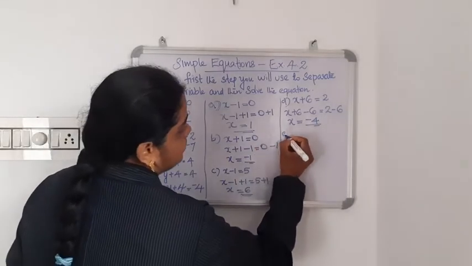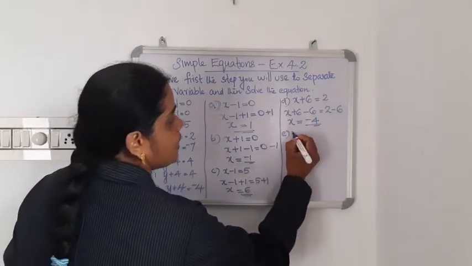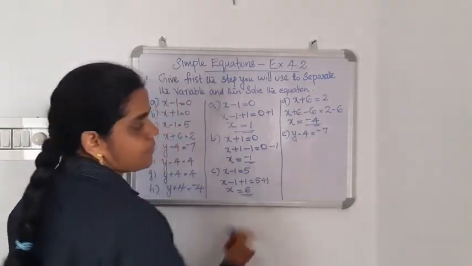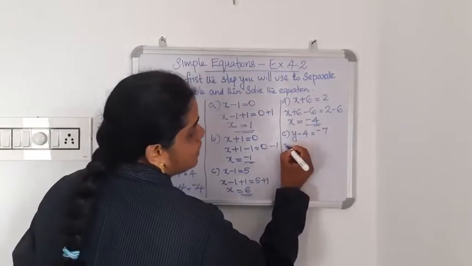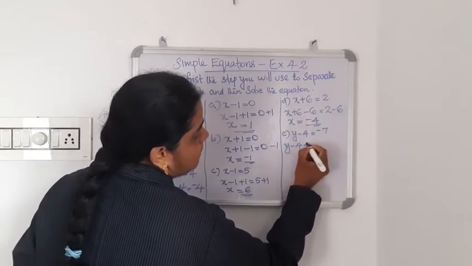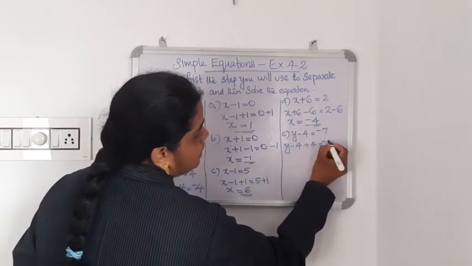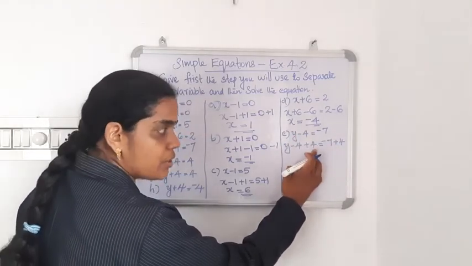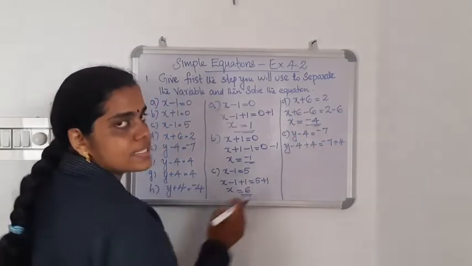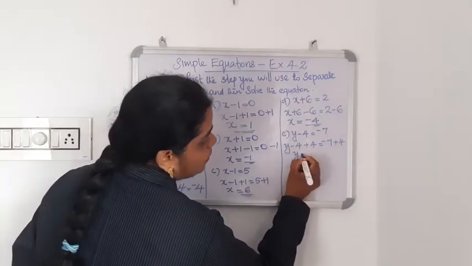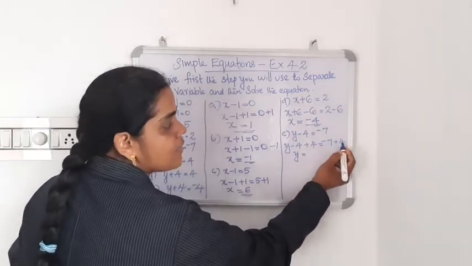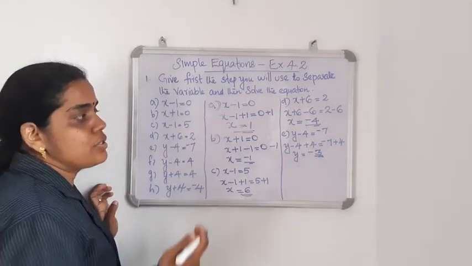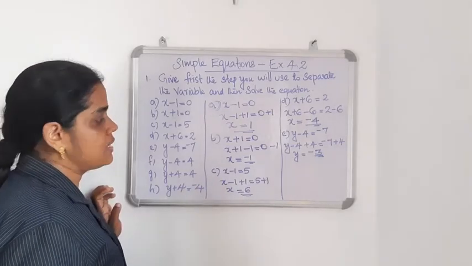Then E question. y minus 4 equal to minus 7. So the next step is y minus 4 plus 4 equal to minus 7 plus 4. Here it is minus 4, so we need to add 4 on both sides. Then it becomes y equal to minus 7 plus 4, which is minus 3. So the solution of the equation is minus 3.